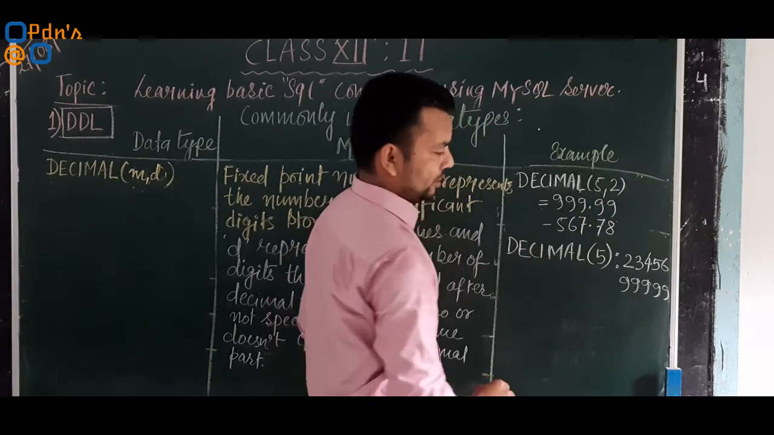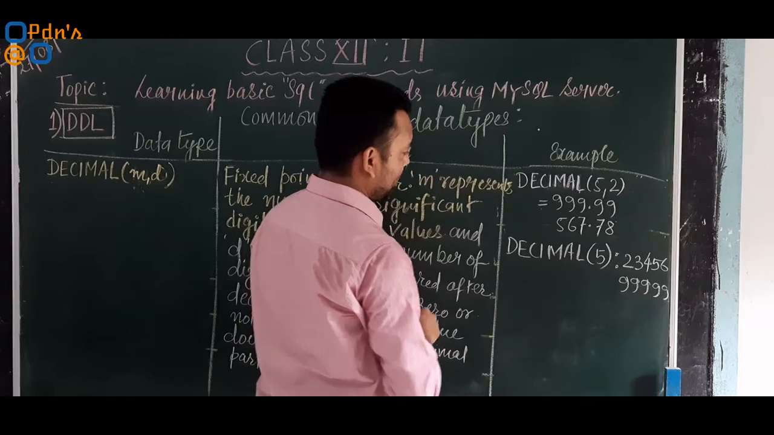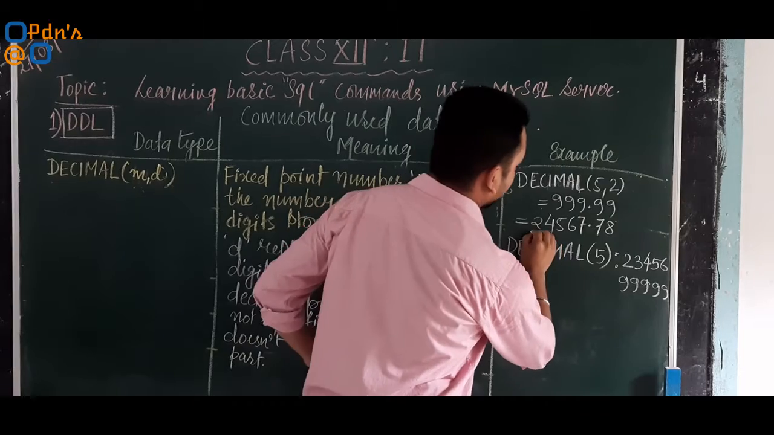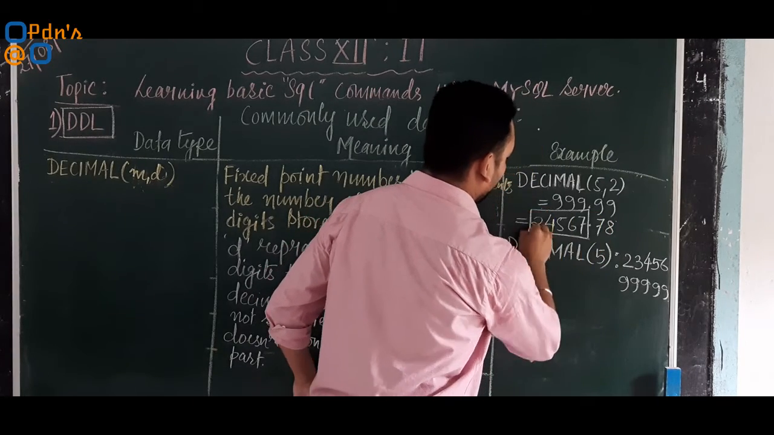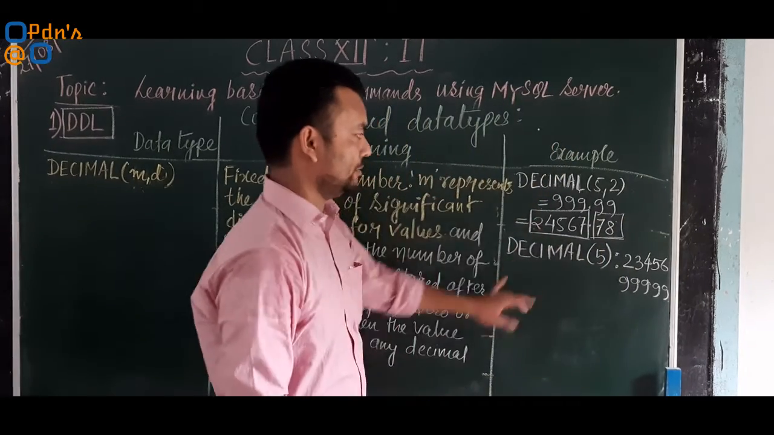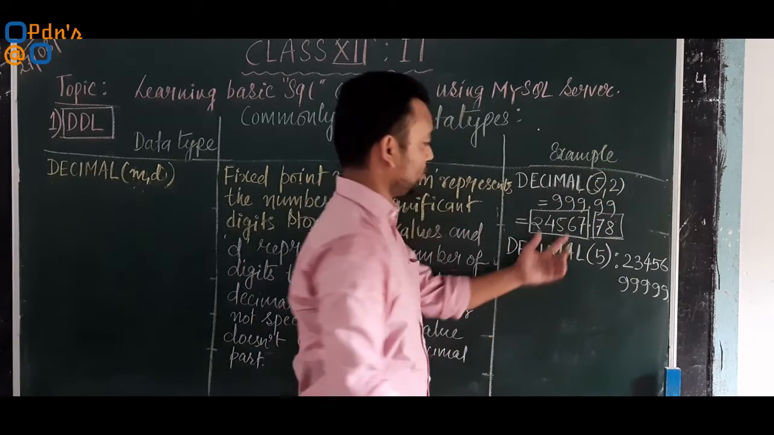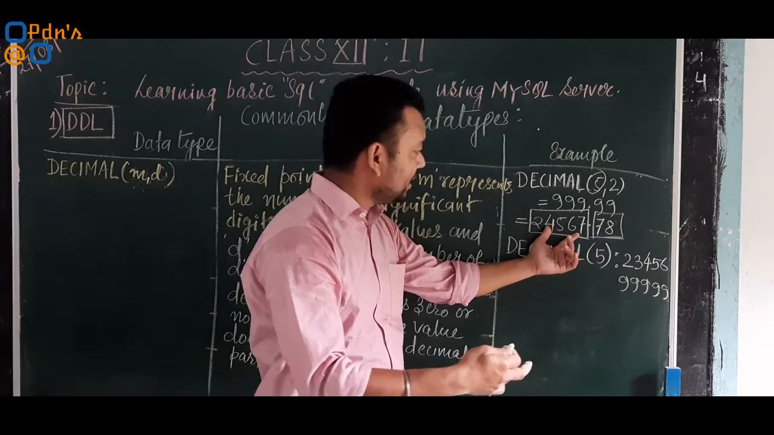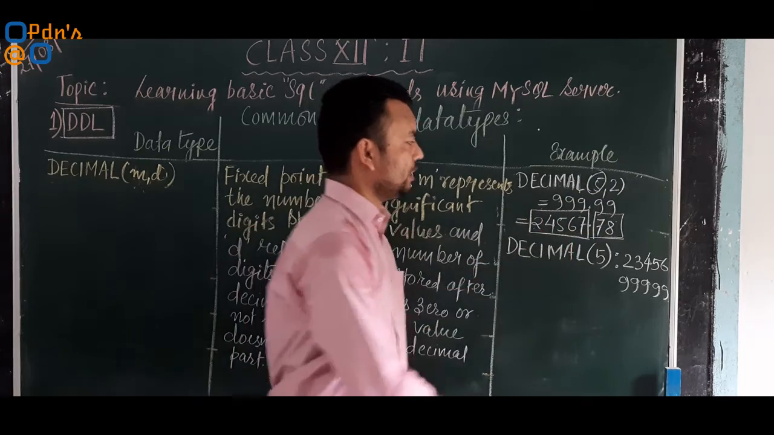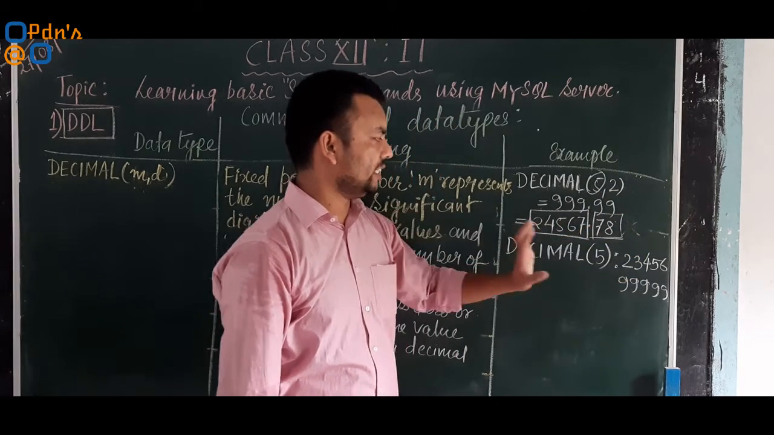Similarly, a second option is also there. Since we have specified the maximum capacity as 5 before the decimal point, we can also accommodate a 5-digit number before the decimal point followed by 2 digits after the decimal point. So such type of insertion is also possible. The maximum limit before the decimal should be 5. If we enter more digits than 5, then it will throw an error. But if we have entered 5 digits, then it is fine.